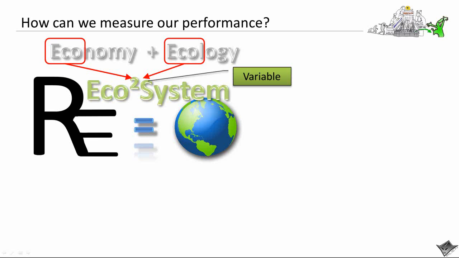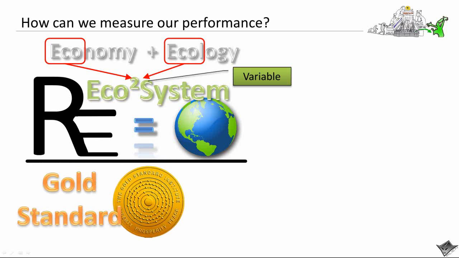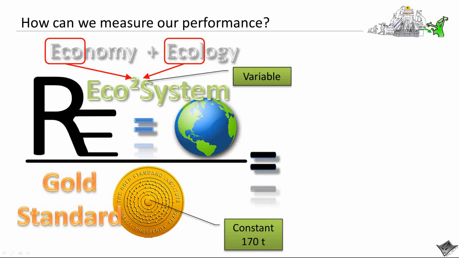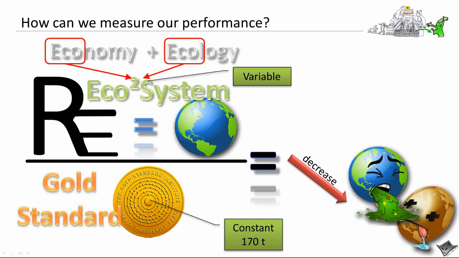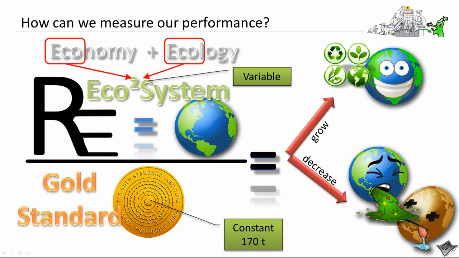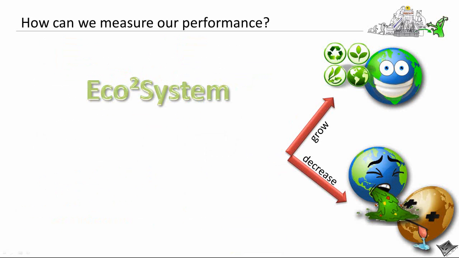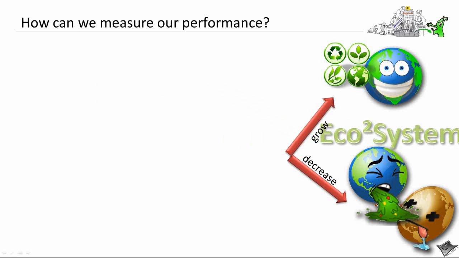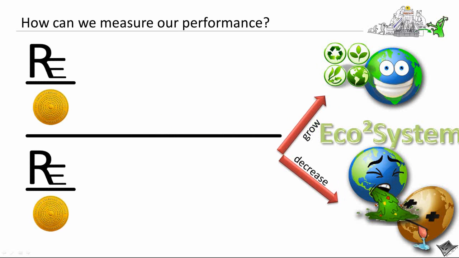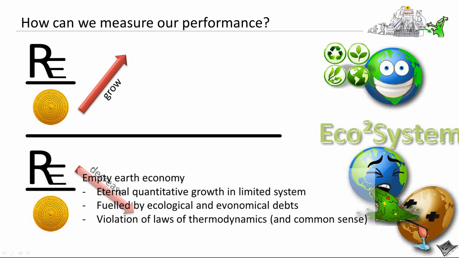We could measure it against something that is solid. We have about 170 metric tons of gold on our planet. That's a constant. We could use the gold standard as a constant to measure against. And then we could see if the ratio of REs to gold decreases, if we are managing non-sustainably, or if the ratio grows and we are managing sustainably. That's basically a good measure of how well we are doing in our ecosystem, of whether we are in a decreasing empty earth economy where the eternal growth is fueled by debts and the growth is happening in a limited system, so eternal growth is not really possible.